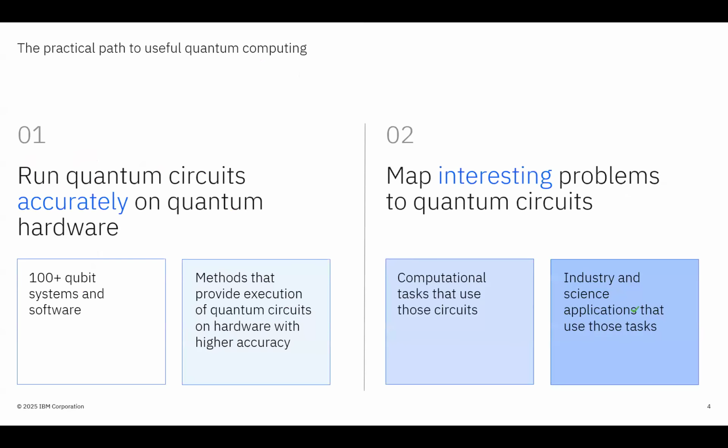So going back to what we as IBM can build and bring to the community. First of all, to run quantum circuits in a very accurate manner on quantum hardware, we need the quantum hardware. Our systems right now consist of around 100 plus qubits, and they are available via our software. Second is the methods: how you can execute quantum circuits on the hardware with high accuracy. Another point is how to map an interesting problem to quantum circuits.